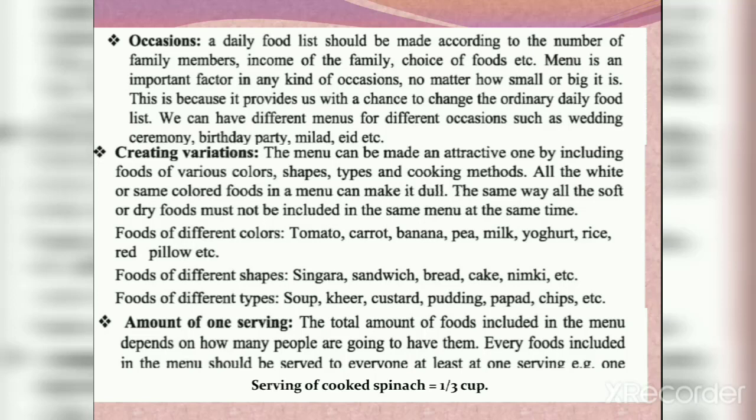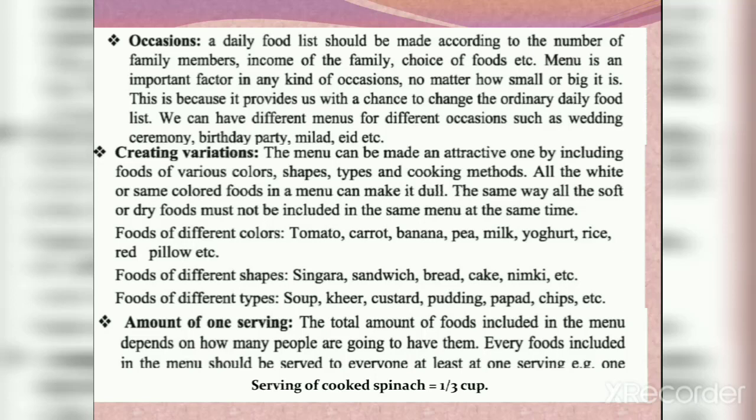Occasions. A daily food list should be made according to the number of family members, income of the family, choice of foods, etc. Menu is an important factor in any kind of occasion, no matter how small or big it is. This is because it provides us with a chance to change the ordinary daily food list. We can have different menus for different occasions such as wedding ceremony, birthday party, milad, Eid, etc.